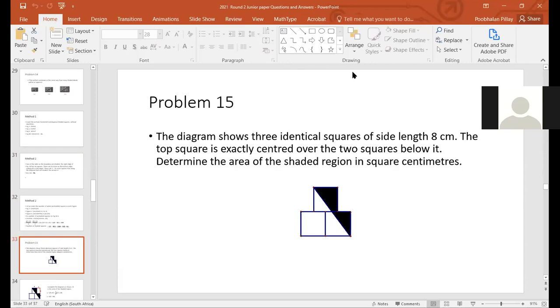Okay, so problem number 15 is where I'm going to go to. The diagram shows three identical squares of side length 8 centimeters. The top square is exactly centered over the two squares below it. Okay, so this is right in the middle. Determine the area of the shaded region in square centimeters.